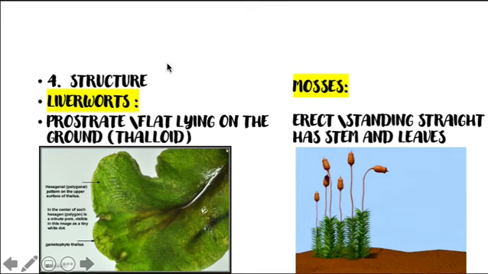So basically in bryophytes, we have two different kinds of structures. One is a flat lying structure, prostrate, which you can find in the liverworts, and one is an erect structure which you find in mosses.